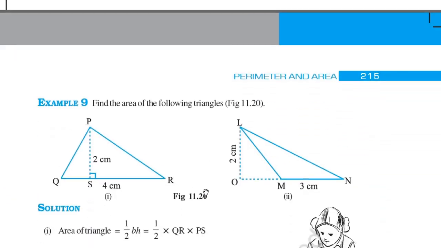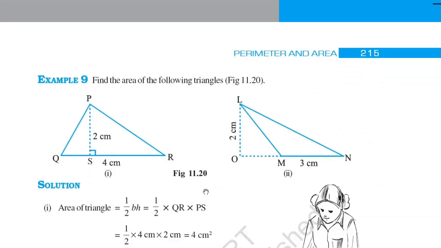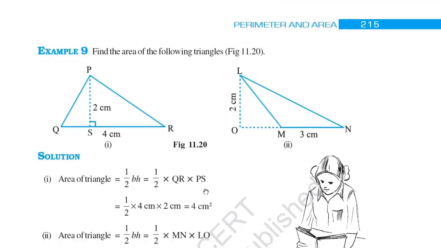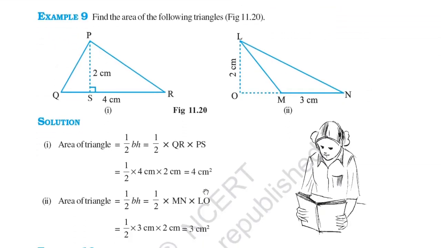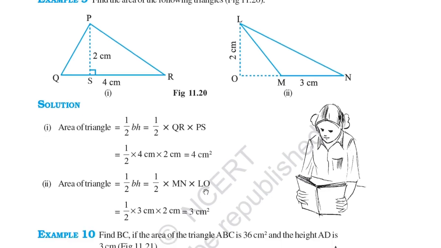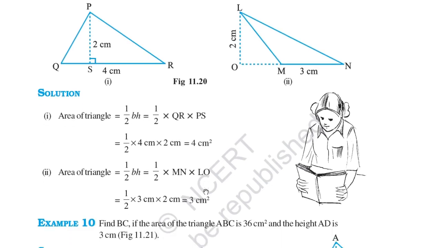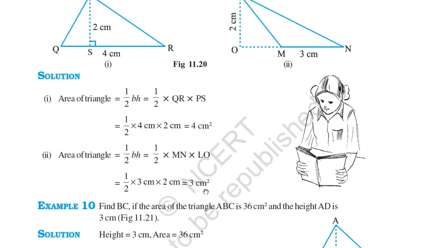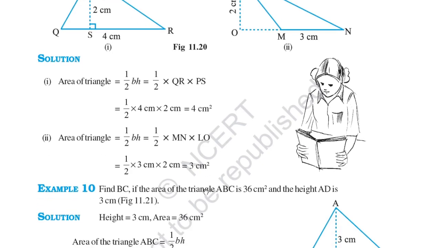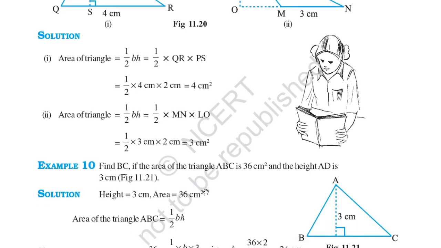Now the ninth example is, find the area of the following triangles. So you can see in figure 11.20, 1 and 2. So area of triangle 1 is 1 by 2 B into H. So 1 by 2 QR into PS. You can see that both are available. So 1 by 2, 4 into 2 is equal to 4 centimeter square. Area of triangle second, 1 by 2 B into H, 1 by 2 into MN into LO. So 1 by 2 into 3 into 2, that gives 3 centimeter square.